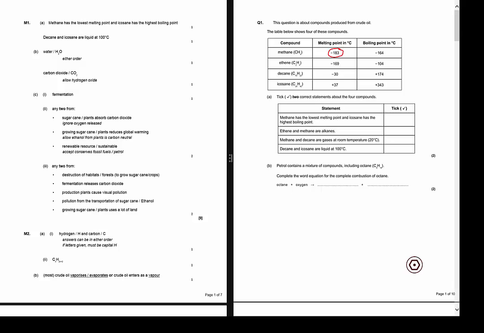The first statement says that methane has the lowest melting point and icosane the highest. This one's correct.